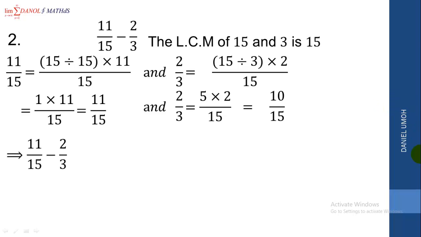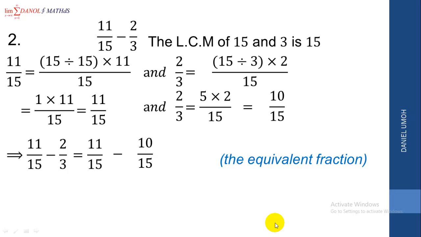So we can conclude that it means that 11 over 15 minus 2 over 3 is equal to 11 over 15. Of course, because 11 over 15 still gave us 11 over 15, right? Then minus 2 over 3 gave us 10 over 15. So we now have minus 10 over 15. You can see that these are what? Equivalent fractions. So what we are going to simply do is that since they have the same denominator, we are going to say this is equal to 11 minus 10 all over 15. 11 minus 10, that gives us what? 1 over 15. And that is the answer. I hope you understand what we just explained.